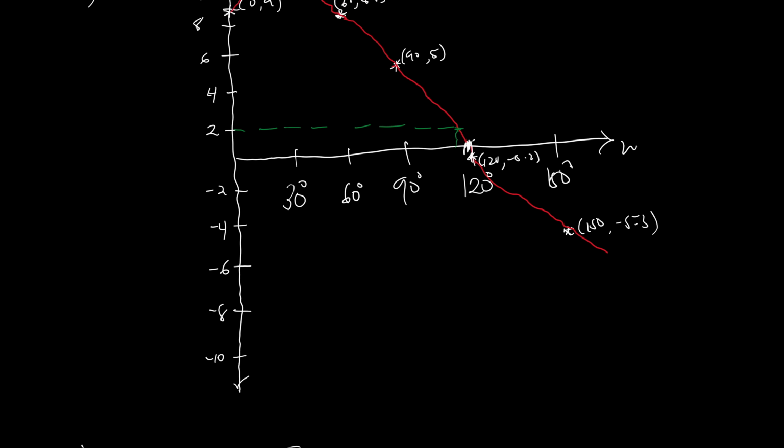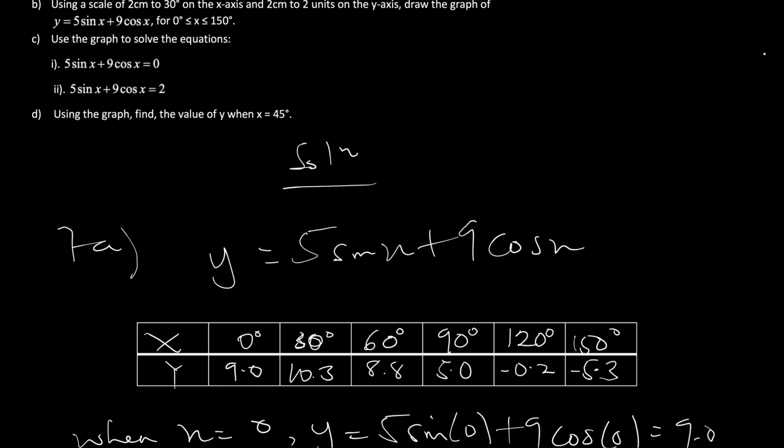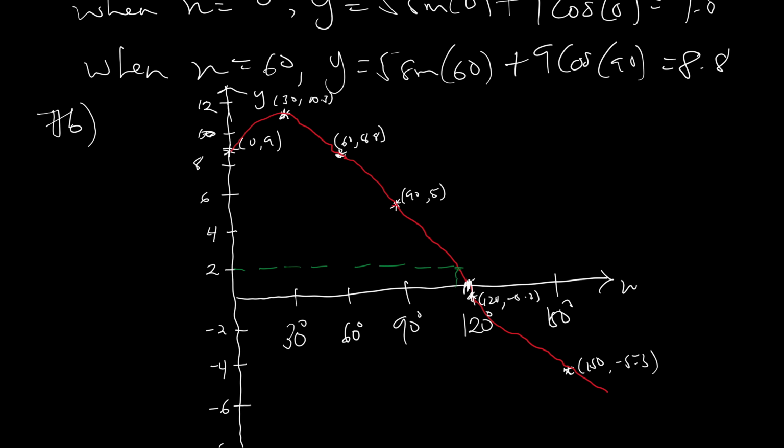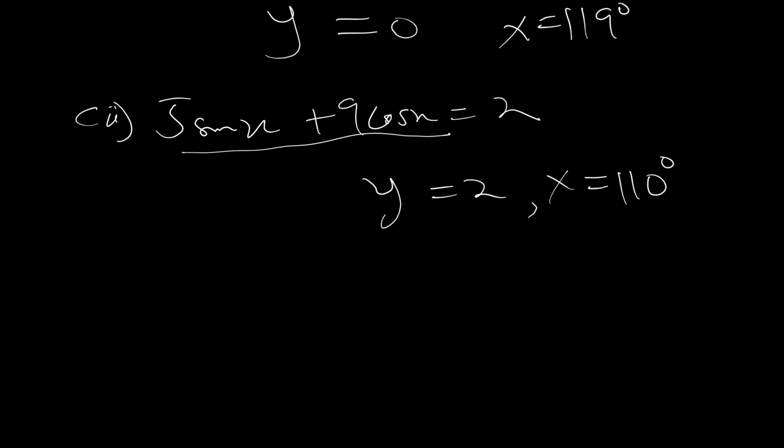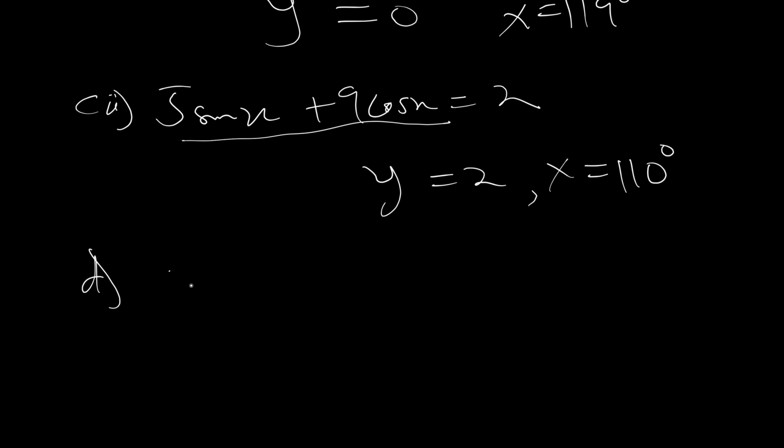So moving on to question 7d. It says, using the graph, find the value of y when x is equal to 45 degrees. So 45 degrees will be here. We draw a line from x equal to 45 to touch the curve. And it touches the curve at y equal to 10. So D. When x is equal to 45 degrees, our y will be equal to 10. So this brings us to the end of question 7.